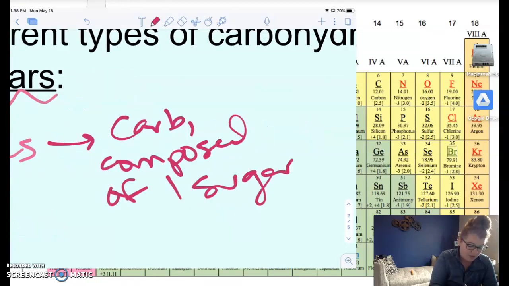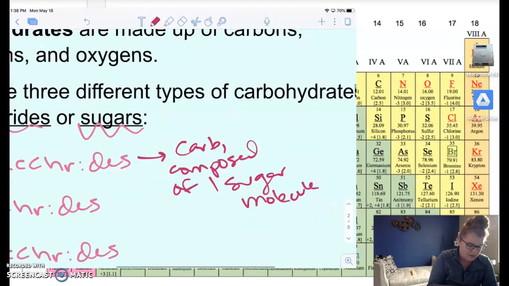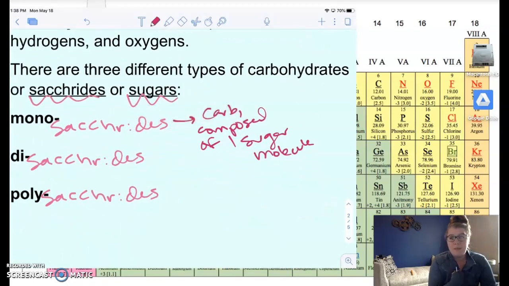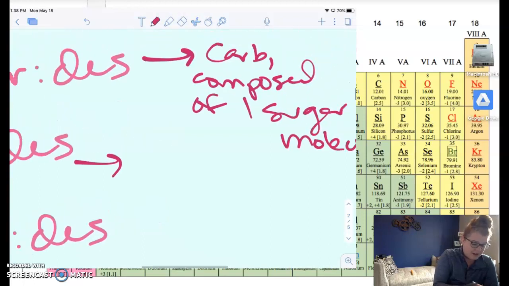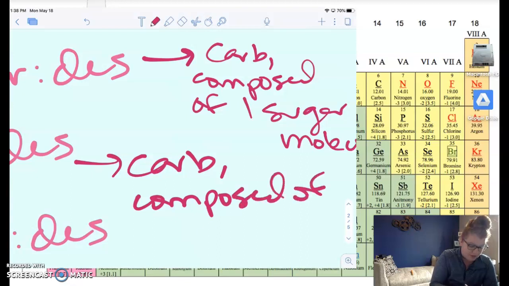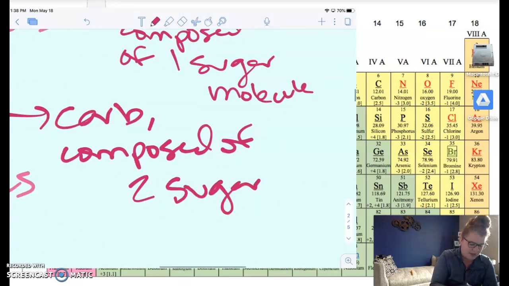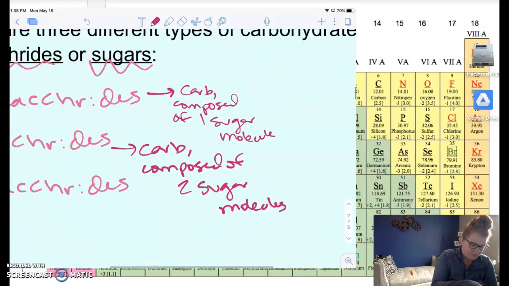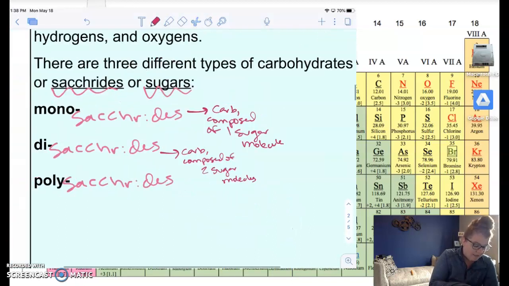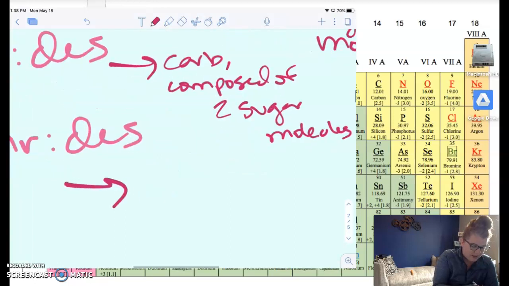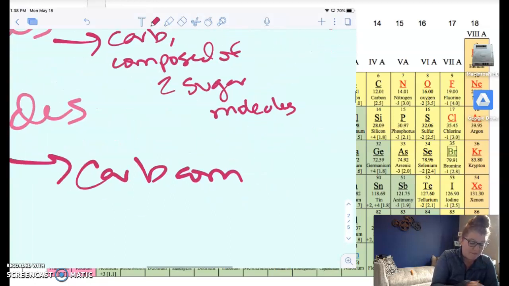Now, I haven't told you what a sugar molecule is yet. I'll get to that here in just a second. But that's going to be your basic definition. A monosaccharide is a carbohydrate composed of one sugar molecule. So if that's a monosaccharide, I bet you can imagine a disaccharide is again a carbohydrate composed of two sugar molecules, because the prefix di means two. And then that means a polysaccharide is a carb composed of many sugar molecules.